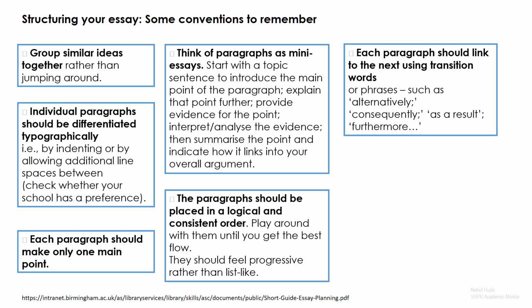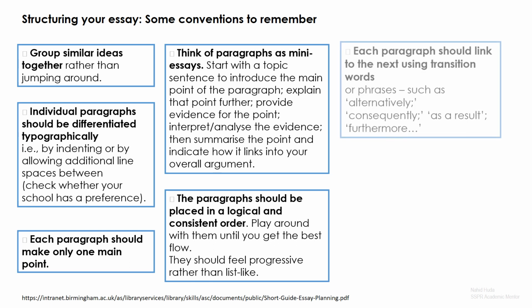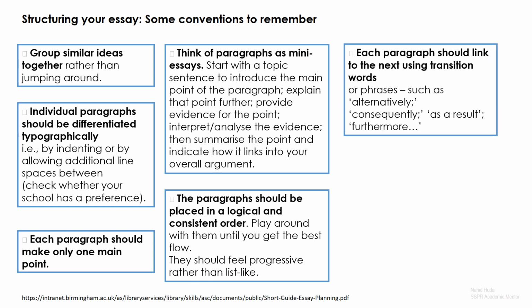Paragraphs should be placed in a logical and consistent order. So you can write your paragraphs separately, but then when placing them together, make sure that there is a flow or a narrative, and there's a progression from one idea to another. Each paragraph should link to the next using transition words. So, for example, you might want to use the word alternatively or consequently, furthermore, moreover. These are all transition words that help you to go from one point to another.